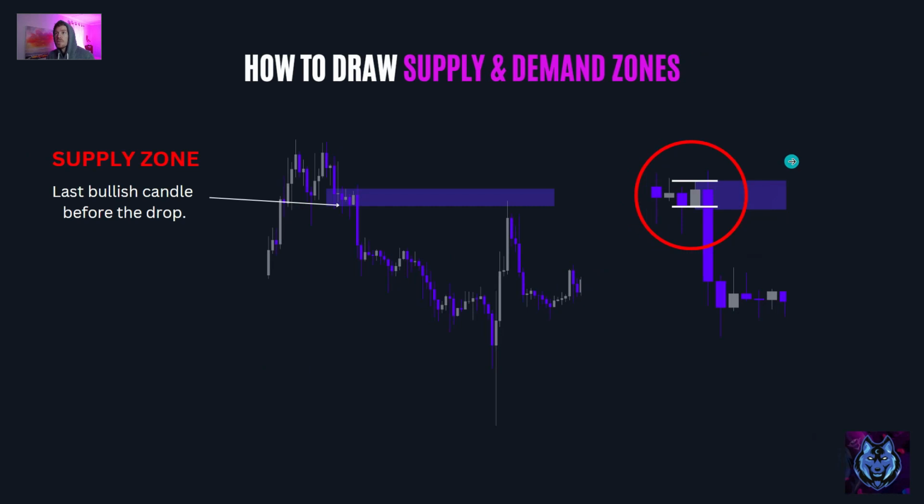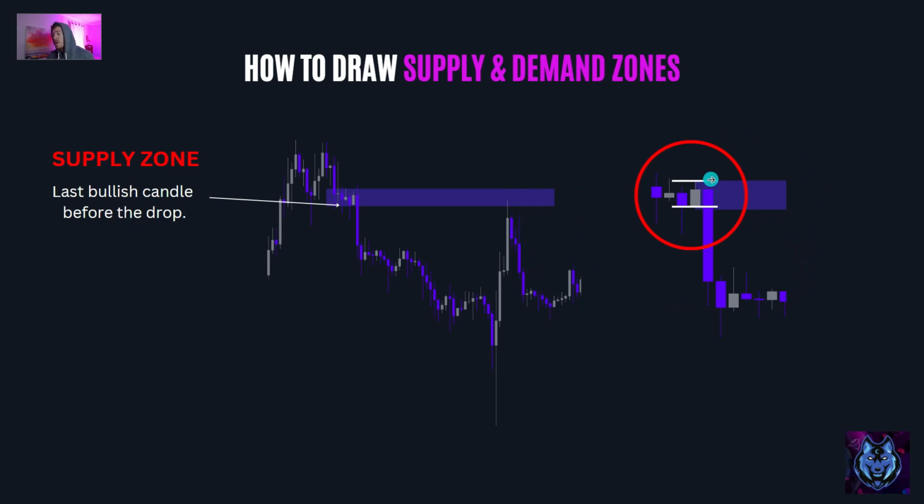How to draw supply and demand zones? Here is a supply zone. We've got this massive drop of this institutional candle. We want to focus on the last bullish candle before this massive bearish institutional candle. We see it's a base, so we know price is going to come back, tap into this level, hold, and carry on down.